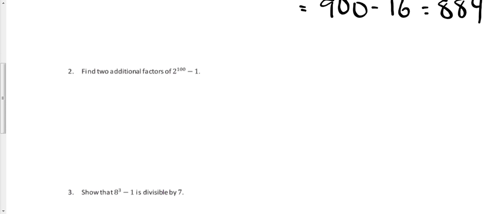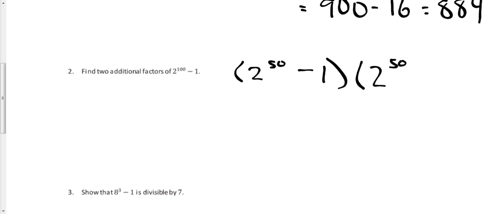So, how do I factor this? This is 2 to the 50th minus 1, 2 to the 50th plus 1. Well, let's check. Let's check. Ooh.